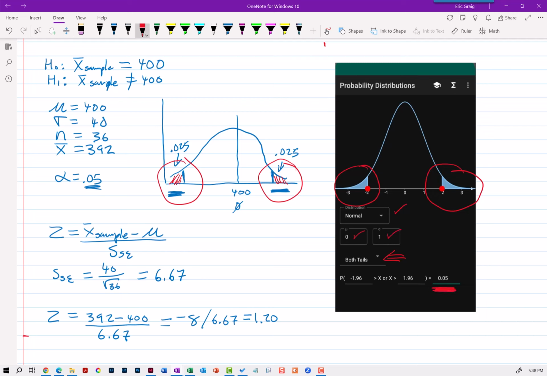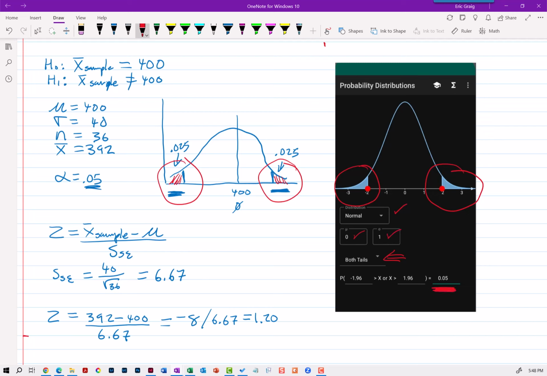That's going to be negative 1.96 or positive 1.96. Any z value that we calculate that's either below negative 1.96 or above positive 1.96 will reject the null hypothesis. In this case, however, as you can see, we have a calculated z value of negative 1.20, sorry about that. So we're somewhere in this region.